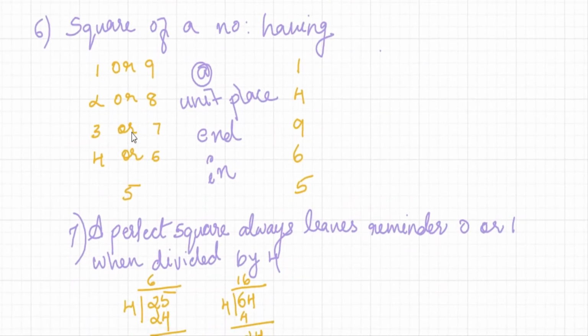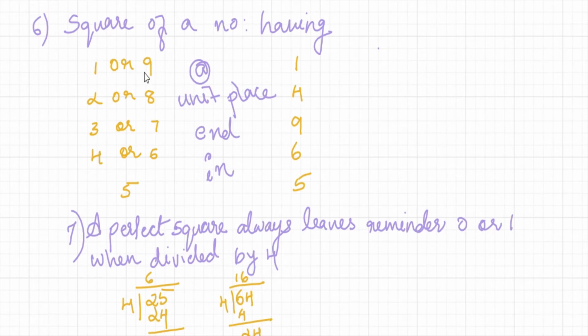the square of a number having 1 or 9 at the unit place ends with 1, and 2 or 8 at the unit place ends with 4. 3 or 7 ends in 9. 4 or 6 ends in 6. Now 5 ends in 5. You can check it with the numbers. Similarly for all the other cases.